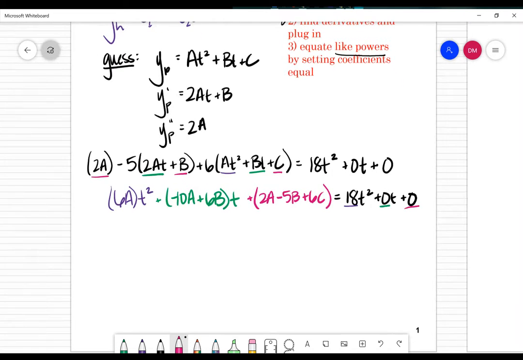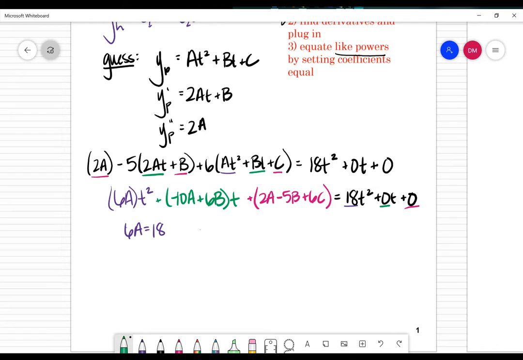Now, don't think that setting it equal to 0 means that we wouldn't have anything at all. Most of the time what you're going to find is you get a system of equations that you may have to do a little work to solve. Here, if I set my 6a equal to 18, I get a pretty easy solution there.